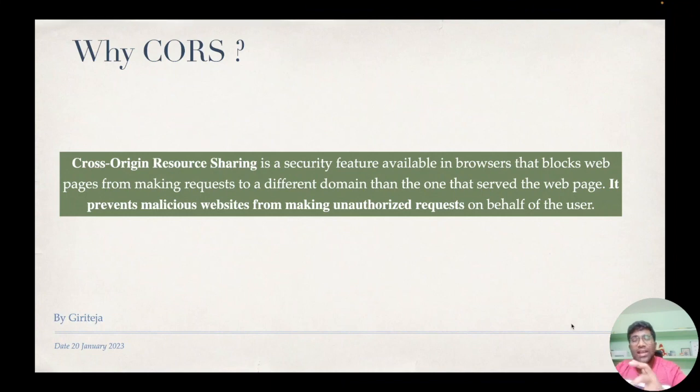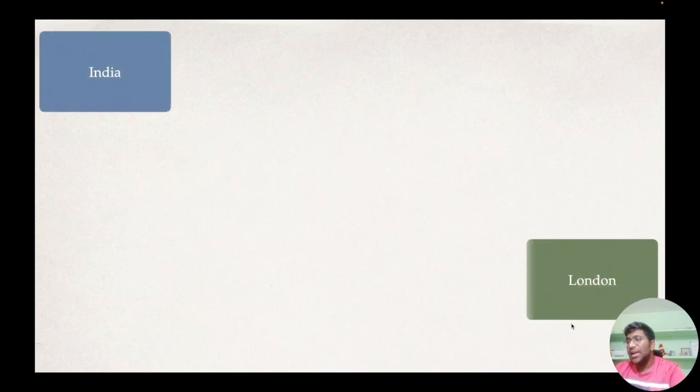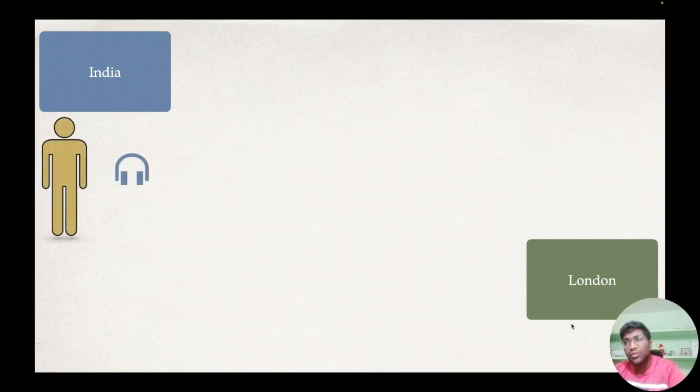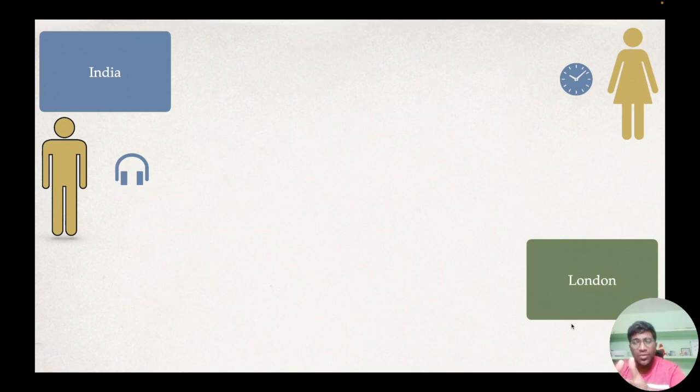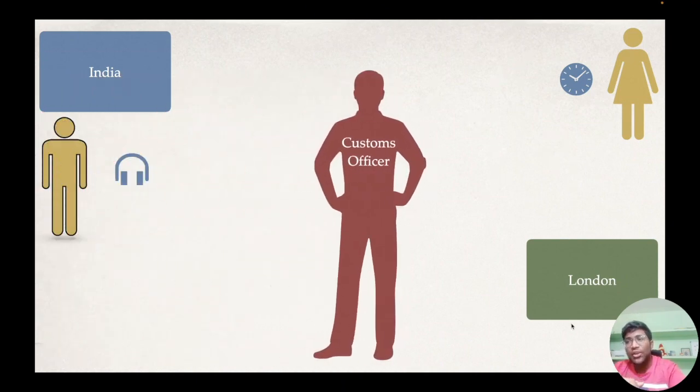Now let's take a real life example so that this can be understood even better. Let's say we have two places, India and London. A guy in India has earphones which he wants to send to his wife in London. The wife in London has an analog watch which she wants to send to her husband in India. If these two persons want to exchange resources from the other country, who is going to come into the picture? That is where our customs officer comes in. This guy is nothing but a replica of our CORS.